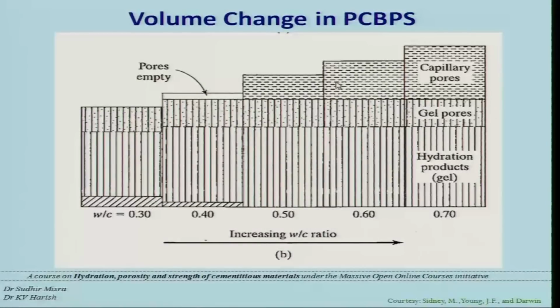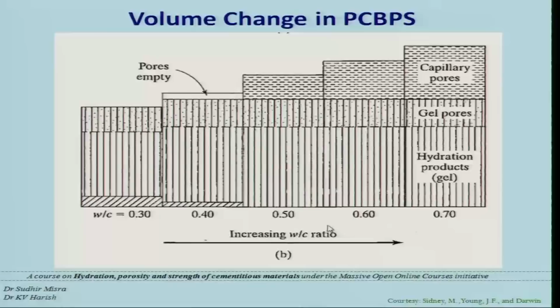Now another volumetric representation that is very important is what has happened to the hydrated system when the water cement ratio changes from say 0.3 to 0.7. The reason why 0.3 to 0.7 is chosen is primarily because in conventional practice we typically use water cement ratios between 0.4 to 0.6. Below 0.3 it is generally called very low workability, and greater than 0.7 it is called very high workable concrete.